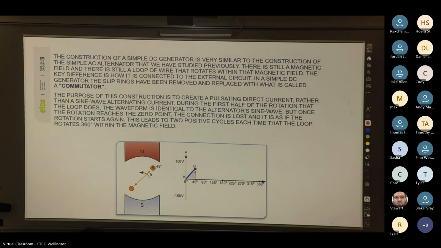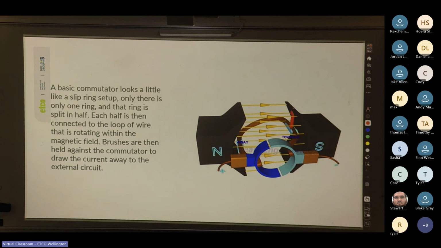Cool. The basic commutator looks a little bit like this. This is a better picture. Like a slip ring, it's only one ring, but the ring is split in half. Each half is connected to the loop of wire rotating within the magnetic field. Brushes are held against the commutator to draw the current away to the external circuit. You can see the two halves of the ring. As they swap over, one becomes positive and one becomes negative, but the coil keeps rotating.